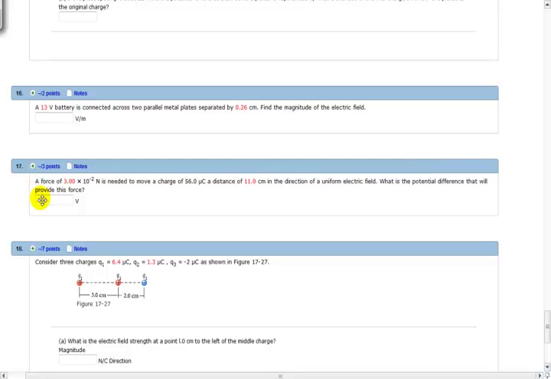Let's take a look at number 17. Number 17 reads, a force of 3 times 10 to the negative second newtons is needed to move a charge of 56 microcoulombs a distance of 11 centimeters in the direction of a uniform electric field. What is the potential difference that will provide this force?